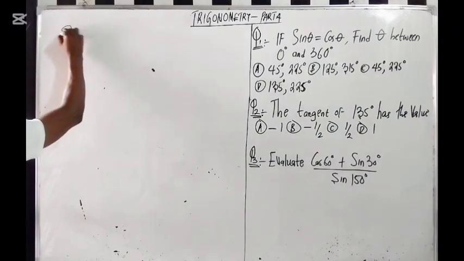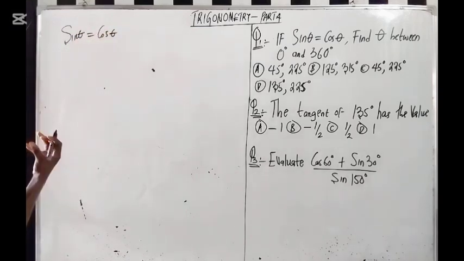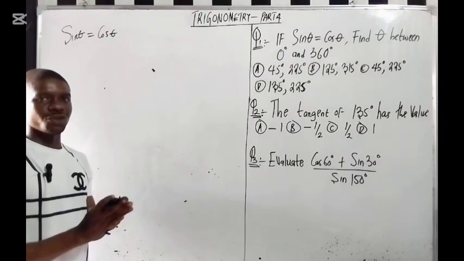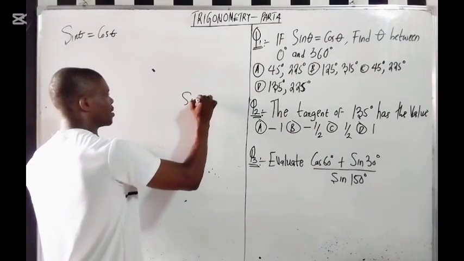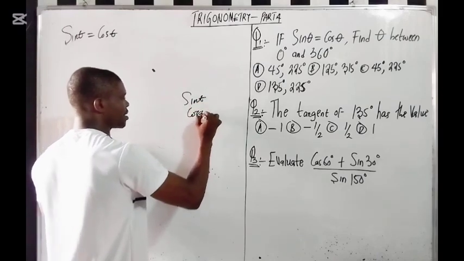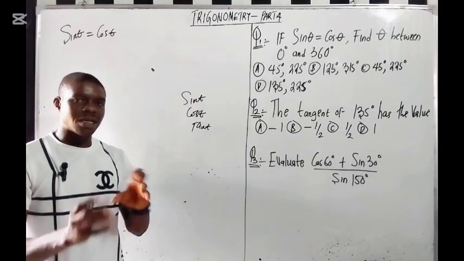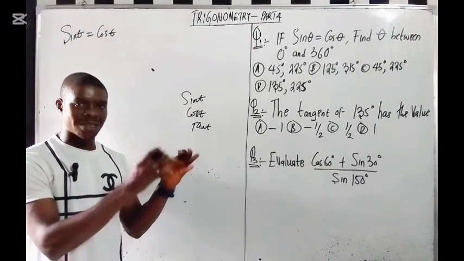You have sine theta equals cos theta. Now you want to try as well as possible to find the angle, right? So how do you do that? For you to be able to do that, remember we have to call sine theta, cos theta and tan theta, and we know there are special angles: 45, 60, and 30, right?